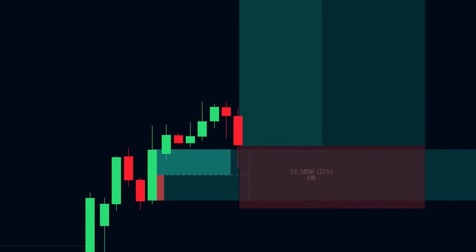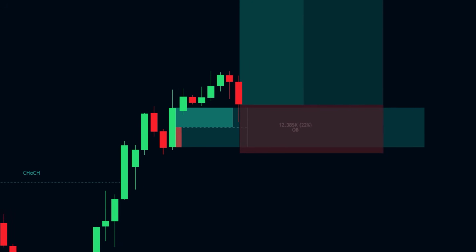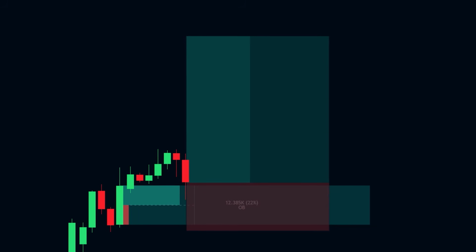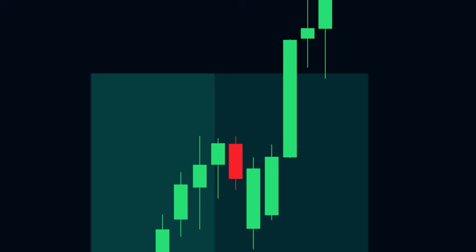Once you've chosen your entry criteria, place a buy limit at the order block and set your stop loss just under its low. For your take profit, either target the previous swing high on the 1 hour time frame or use a fixed 1:2 risk to reward ratio.